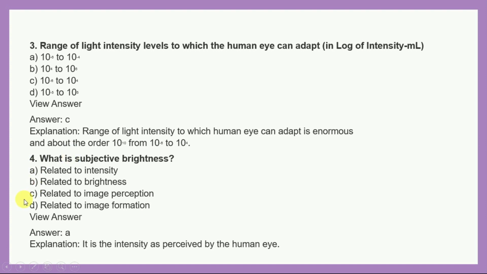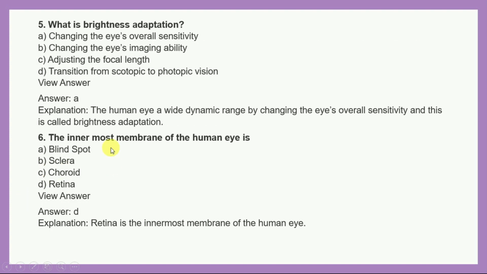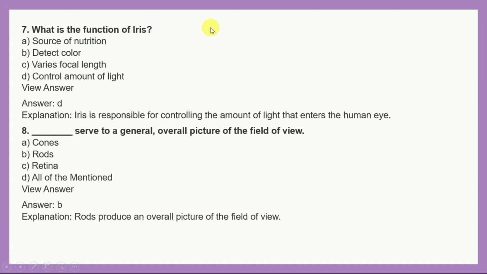Now what is the subjective brightness? So answer is option A, that is related to intensity. Now what is the brightness adaptation? So answer is option A, that is changing the eye overall sensitivity. Now question is, the innermost membrane of the human eye is, options are blind spot, sclera, choroid and retina. So answer is retina. Now what is the function of iris? So what is the major function of iris? That can be asked like this, and so answer is control amount of light, that is option D.